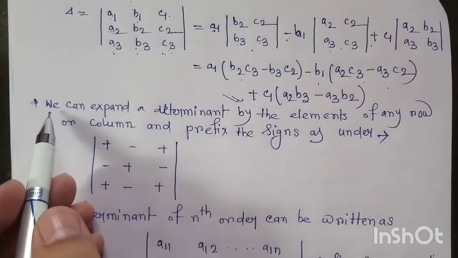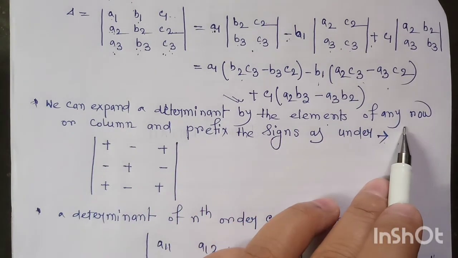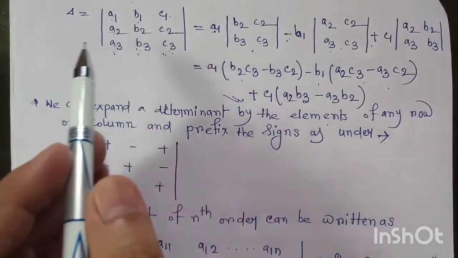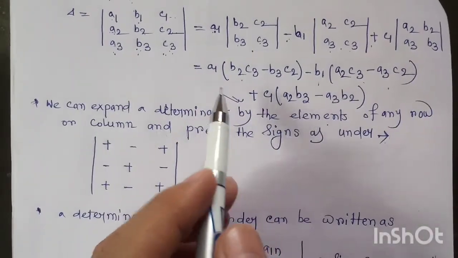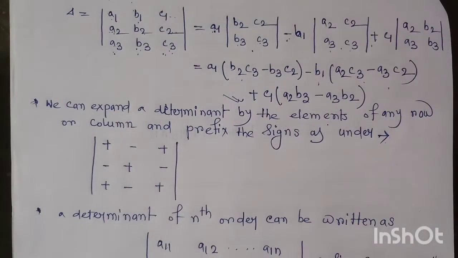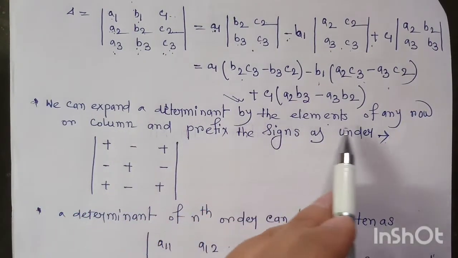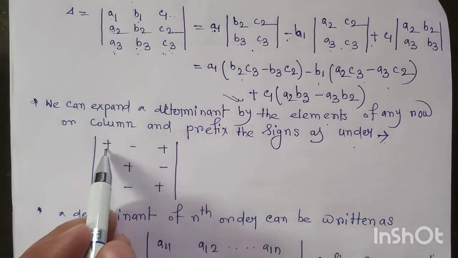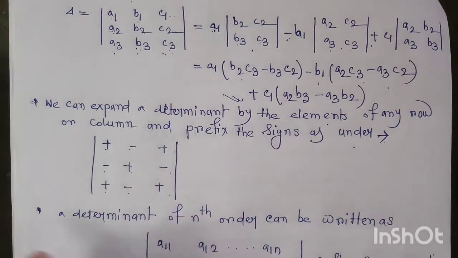That is, I wrote here, we can expand a determinant by the elements of any row. It is not necessary to always expand row 1; row 1, row 2, row 3, your choice, but you have to put the sign properly. And you can expand column-wise also, C1, C2, C3, it depends on you. So I wrote here, we can expand a determinant by elements of any row or column and prefix the sign as follows: plus, minus, plus, minus, plus, minus, plus, minus, plus. You have to remember this thing.